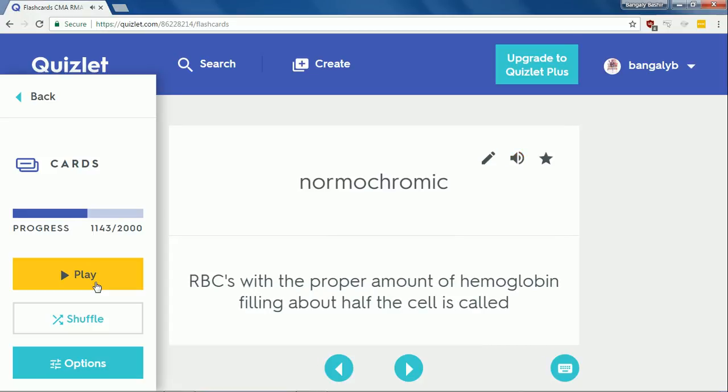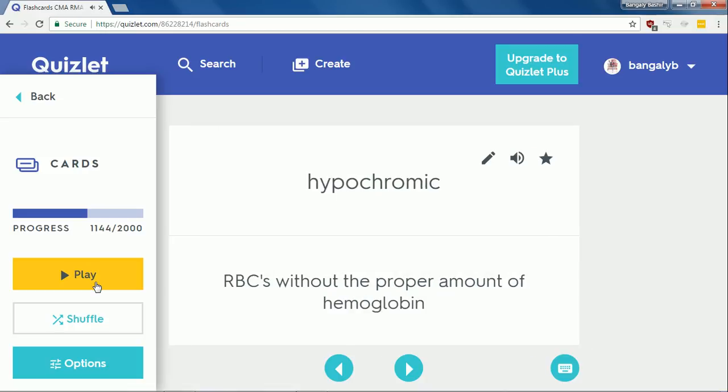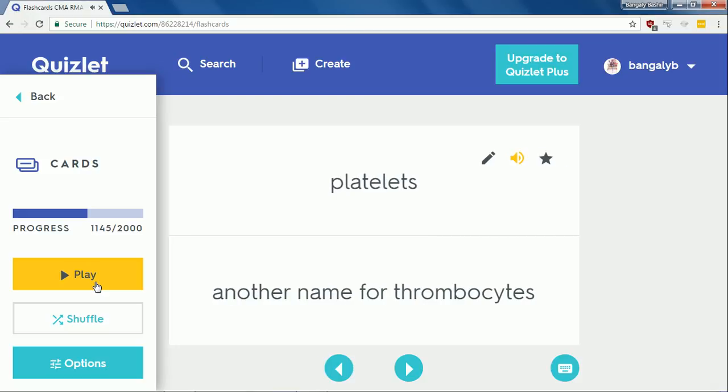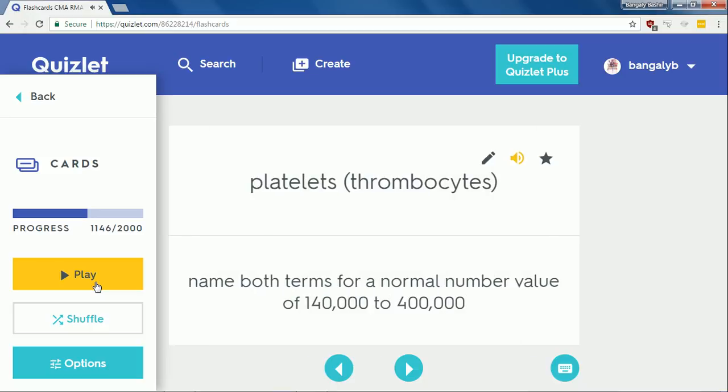Normochromic. RBCs with the proper amount of hemoglobin, filling about half the cell, are called. Hypochromic. RBCs without the proper amount of hemoglobin. Platelets. Another name for thrombocytes. Platelets. Name both terms for a normal number value of 140,000 to 400,000.